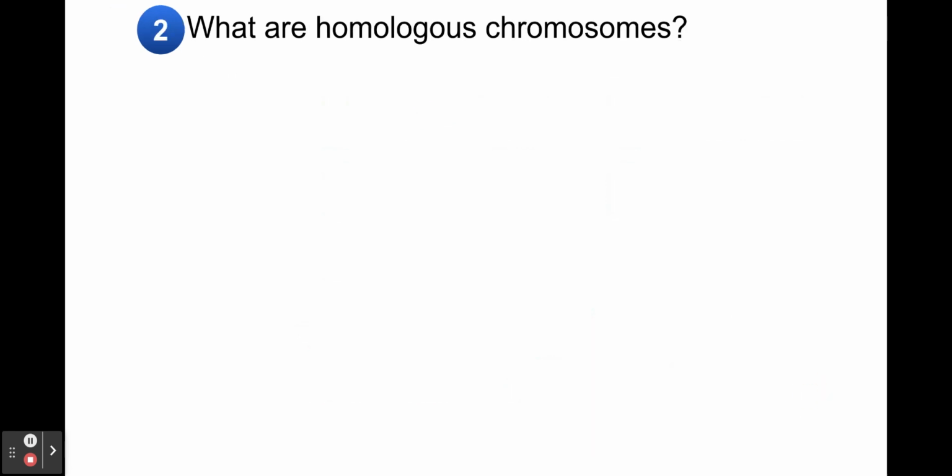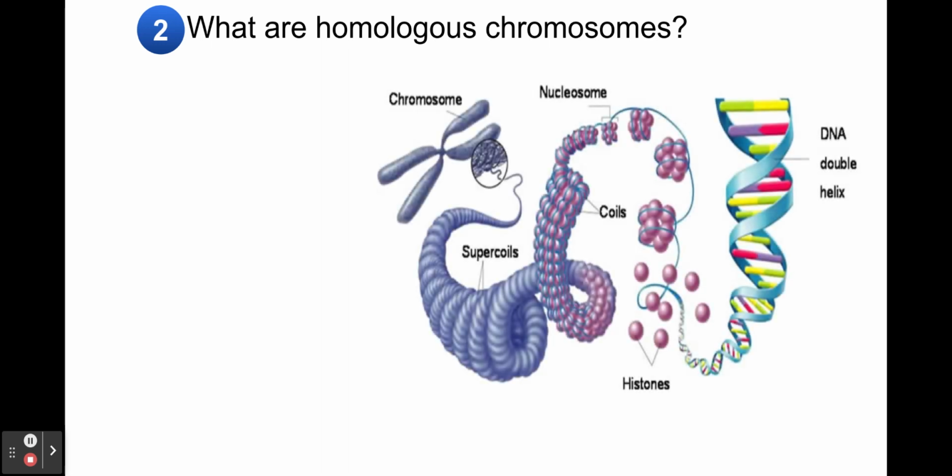Section 2, some vocabulary. What are homologous chromosomes? Let's back up and review what a chromosome is. Here's a picture of a chromosome. A chromosome is a condensed DNA molecule. So now you're going to learn a little bit more detail about that condensation.